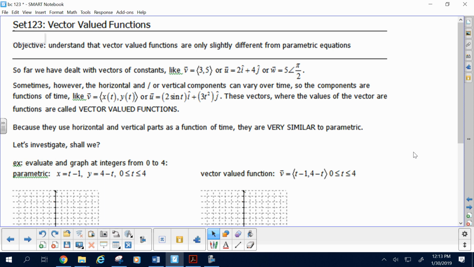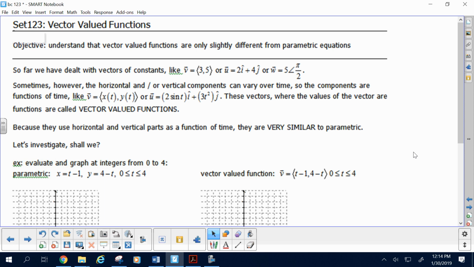By way of introduction, you're going to see a ton of overlap between this and parametric. It goes like this. We've dealt with vectors before that were only constant. For example, vector v is <3, 5>, which is horizontally 3 and vertically 5 and doesn't change. Or vector u is 2i hat plus 4j hat. Those are both forms of component form, horizontal, vertical. Or we could do polar form, 5 at an angle of pi over 2. All those are vectors you've been doing.